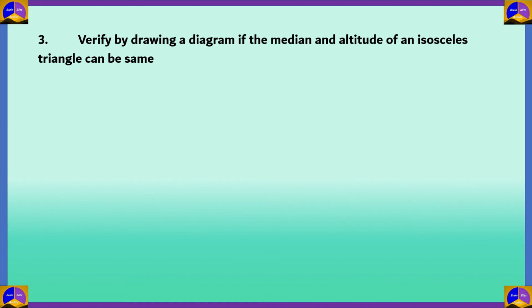Third question. Verify by drawing a diagram if the median and altitude of an isosceles triangle can be the same. So first, for solving this question, we need to know how to draw a perfect isosceles triangle. First, let's draw a side. Let's name both of the points as A and B and let this measure 6 centimeters.